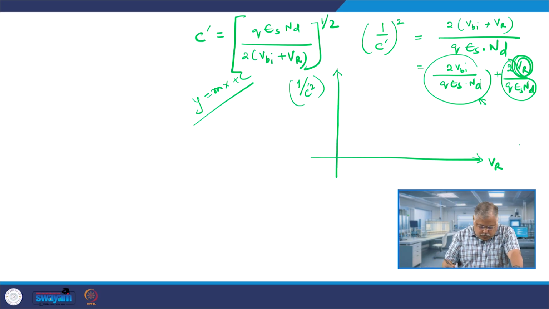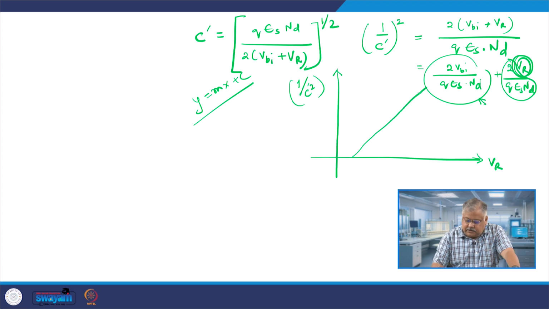Which means that, let me draw for you maybe one or two. Say this is for tungsten silicon, where tungsten is the metal side and silicon is the semiconductor, and let me draw for tungsten gallium arsenide. So, this is the tungsten gallium arsenide junction, right, and this is VR equal to 0.